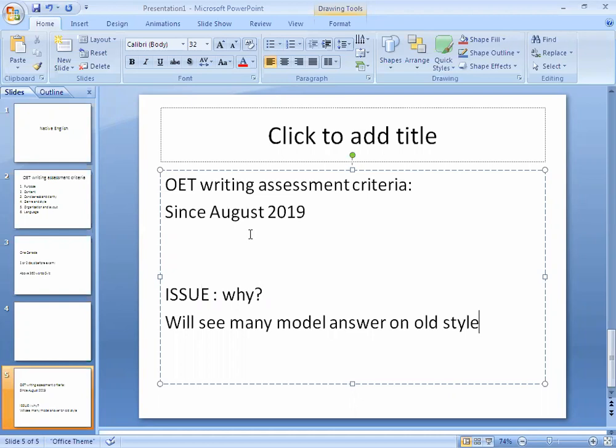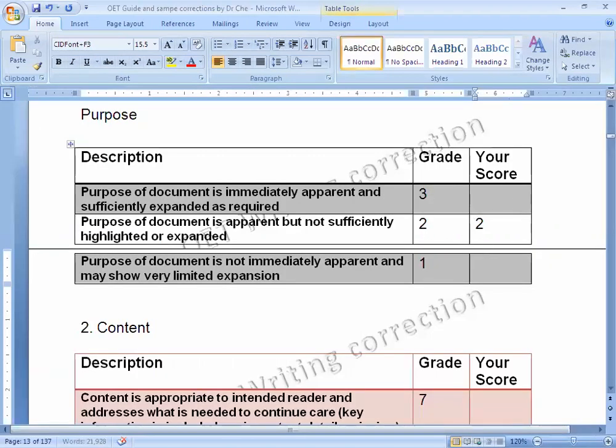Which means when OET writing assessment criteria was a bit different, many letters were written at that time, before that time. They are not wrong according to that criteria, but according to the new criteria, they don't fulfill all of the new criteria. That is why we need to fulfill OET new writing assessment criteria. Many videos are according to this new criteria, but still there are some model answers and some videos according to old criteria. So first criteria is purpose.